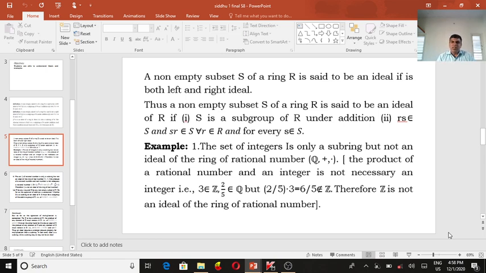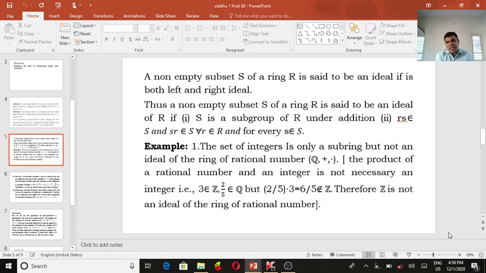Thus, a non-empty subset S of a ring R is said to be an ideal of R if S is a subgroup of R under addition, and rs belongs to S or sr belongs to S, for all r belonging to R and for every s belonging to S. See, this is how we get the ideal definition.